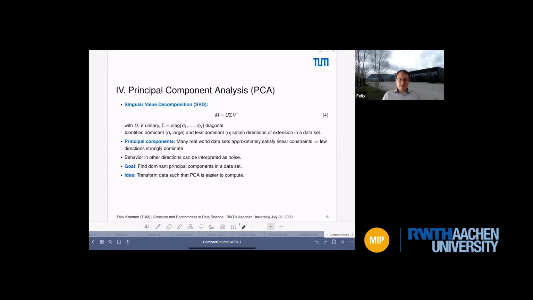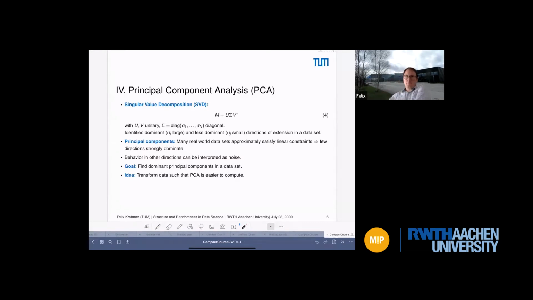So if these sigma i's are very large, then the associated columns of V and U signify the directions where the map has a very large effect, it's dominant, and where they're small, it's very contractive. And so basically, if you're thinking about a data set, then these are the relevant directions and the not so relevant directions. And if you have a data set, the goal is typically to find the relevant directions.